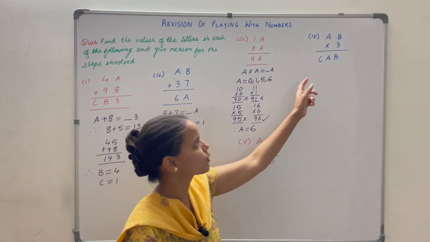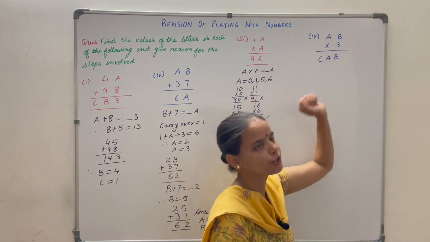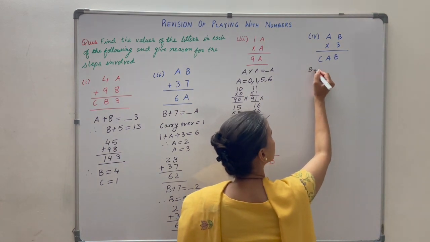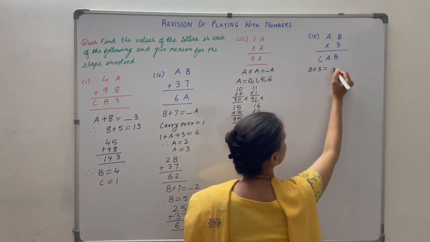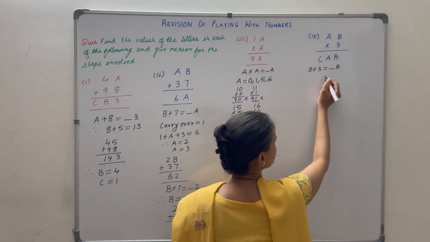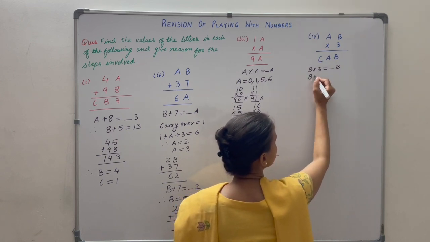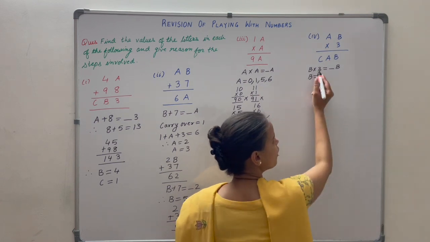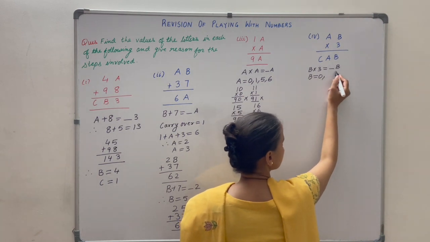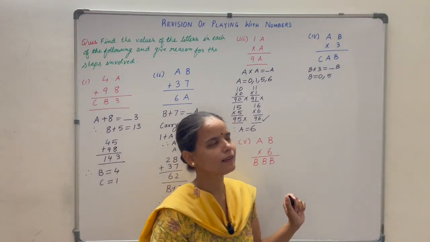Now let us take this question. AB into 3 should give you CAB. That means B into 3 should give you B in the units place. So what are the possibilities for B here? If you put B as 0, you will get 0 in the units place. So one possibility for B here is 0. If you put the value of B as 5, 5 into 3 is 15. So again you will get 5 in the units place. So there are two possibilities for B, 0 and 5.